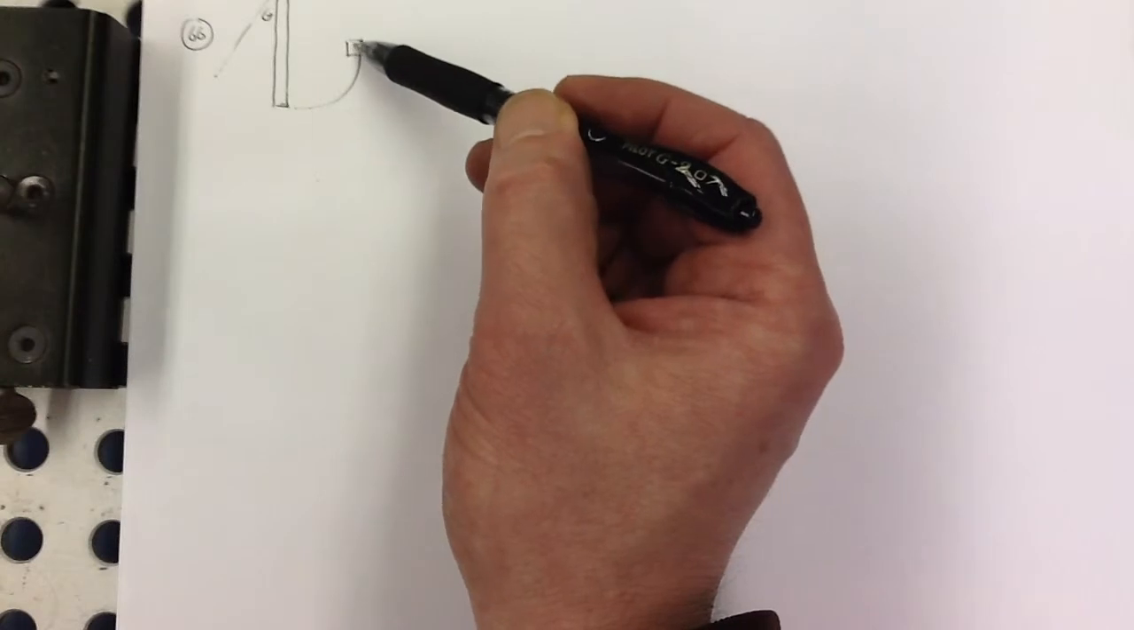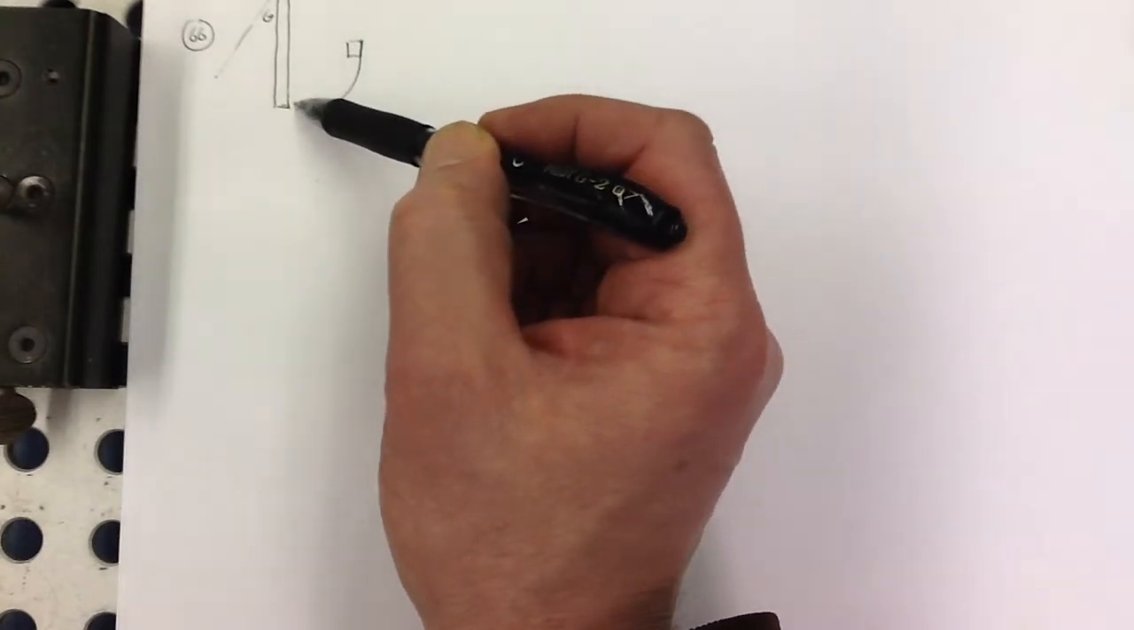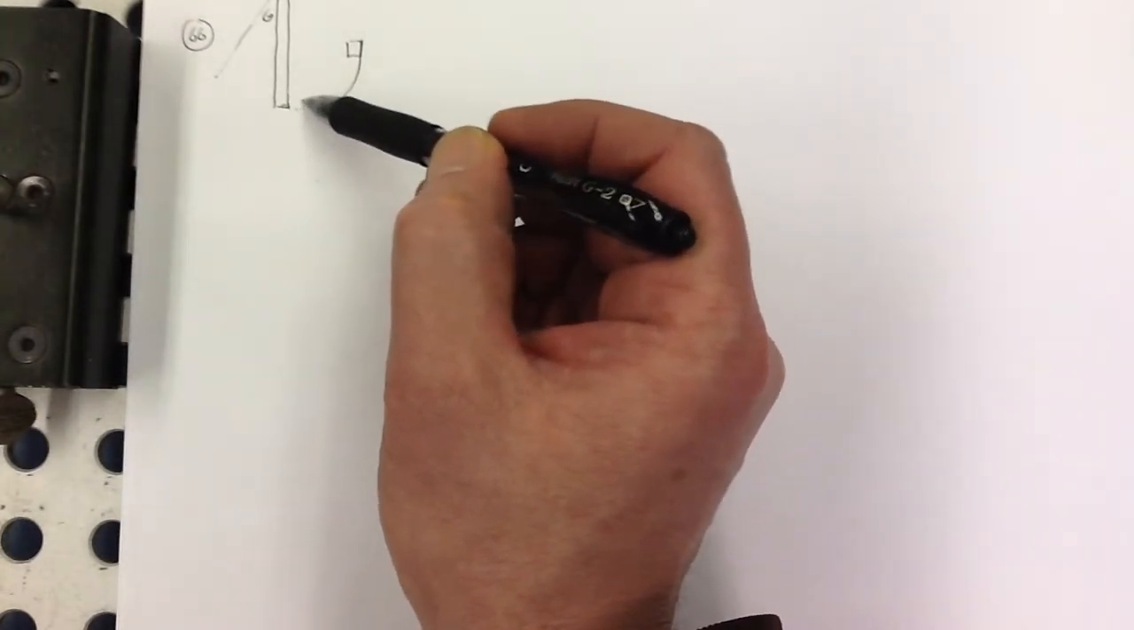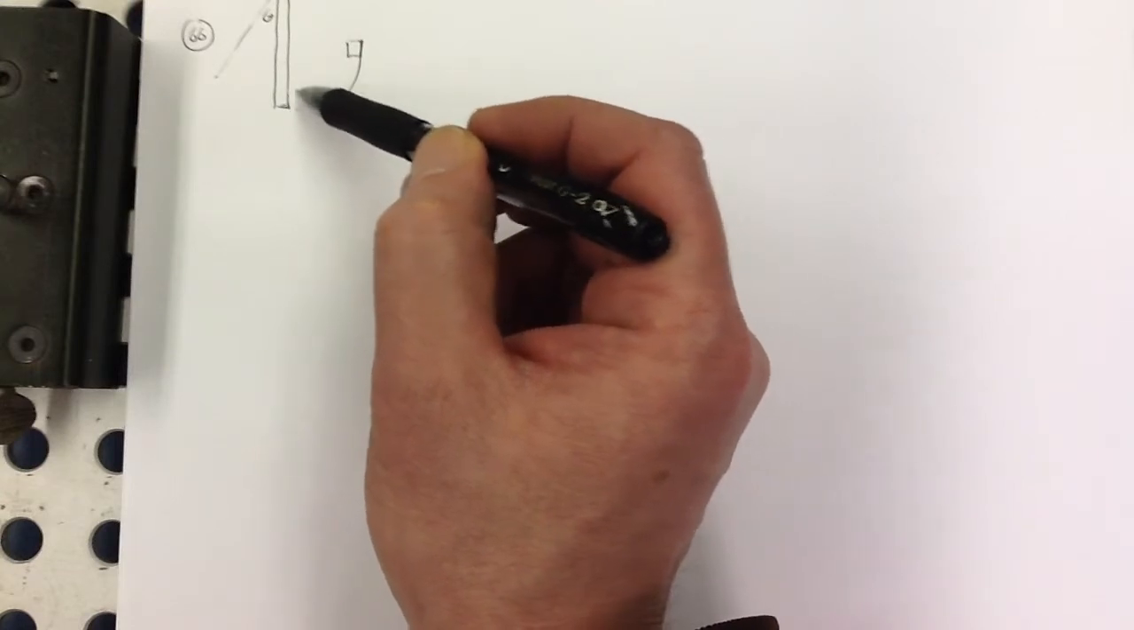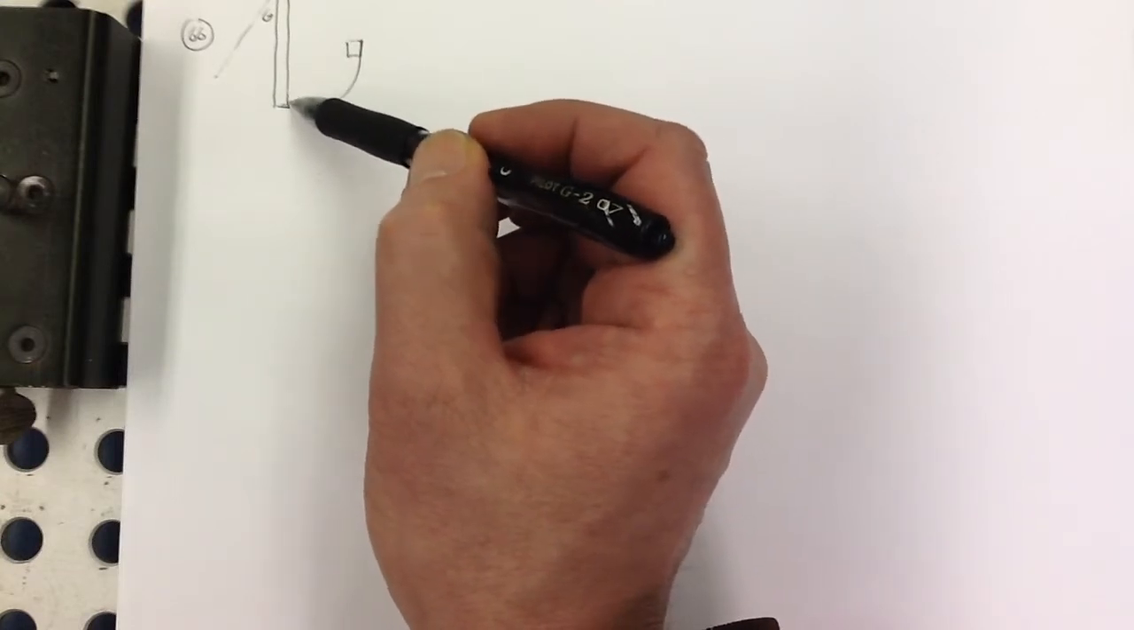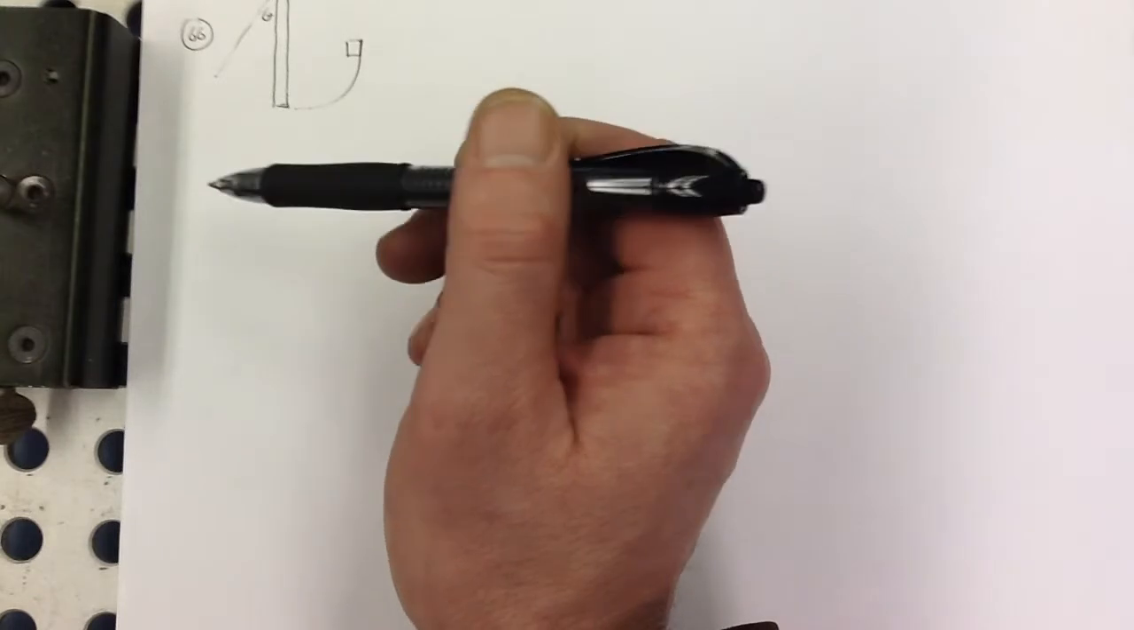So the considerations here are we need to go from here. How fast will the block be going? That's an energy problem. And then they'll stick together. That's a collision, a conservation of angular momentum problem. And then how high will it go? That's an energy problem again. So let's see if we can make our way through all of that.